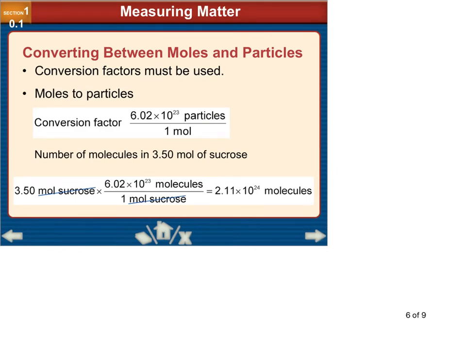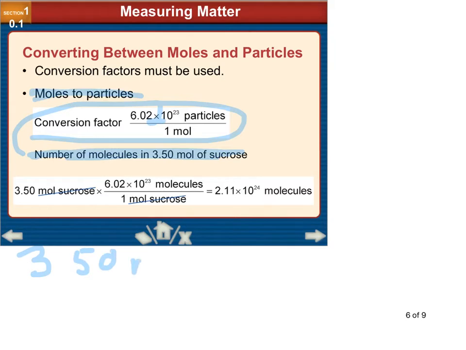We'll be doing some conversions in class time. We'll do quite a number of these. Here's a brief example. If we want to go from moles to particles, our conversion factor is going to be this. Again, we're going to use 6.022 when we get to it. So our question: number of molecules in 3.50 moles of sucrose. We're trying to go from 3.50 moles of sucrose to molecules.